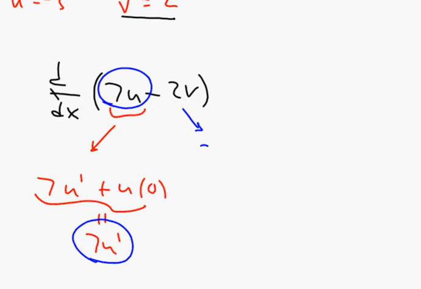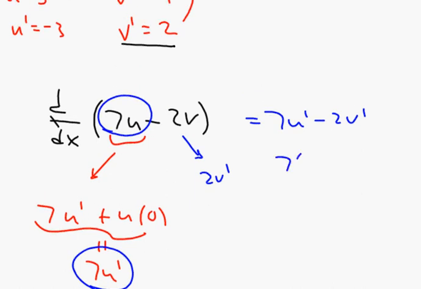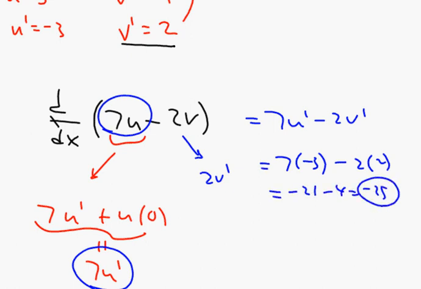Using the same reasoning, this should be 2v prime. So your answer is 7u prime minus 2v prime, and you just plug in the two values. So what do we have here? We have 7 times -3 minus 2 times 2, which is going to be -21 minus 4, or -25. Okay? So that's how that works.